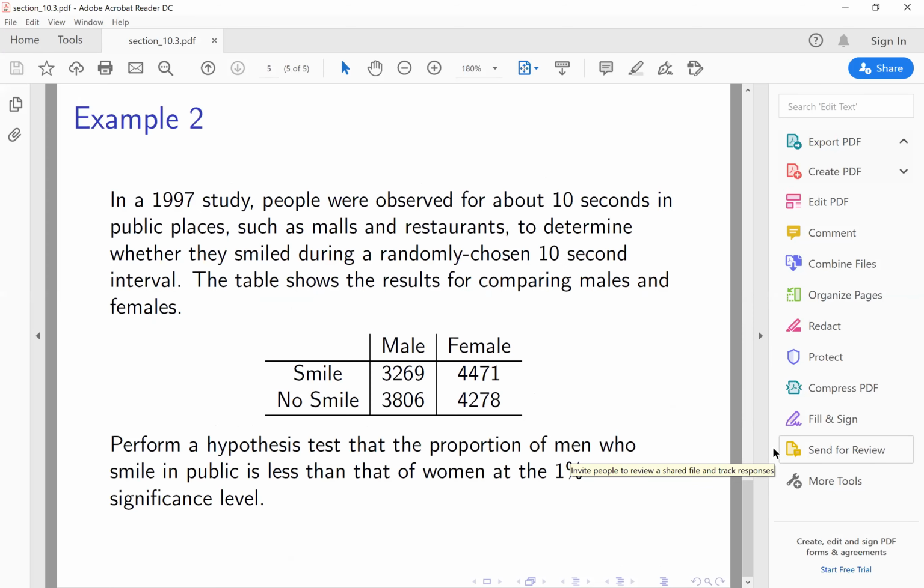So let's do one more to make sure we know how to do this. And this is a 1997 study, a real study, where people were observed at the mall for about 10 seconds in public places. And they wanted to know whether people smiled during that randomly chosen 10-second interval. And here was our data. And we want to perform a hypothesis test on whether the proportion of men who smile in public is less than that of women. Okay, so let's go over to the whiteboard and work it out there.